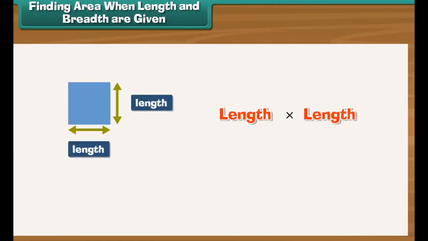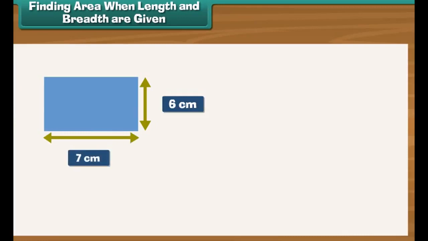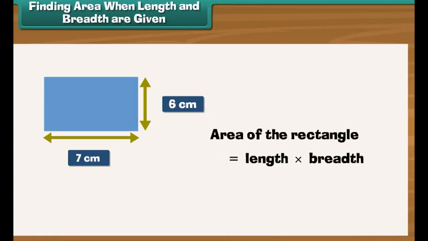Finding area when length and breadth are given. The area of a square is length into length. Square is a special rectangle whose length and breadth are equal. Now consider a rectangle which is not a square. The length of the rectangle is 6 centimeter and breadth is 7 centimeter. Let us find its area. Area of the rectangle is equal to length into breadth, which is equal to 6 into 7, which equals 42 centimeters square. Before moving further, let us know how much you have learnt about area.